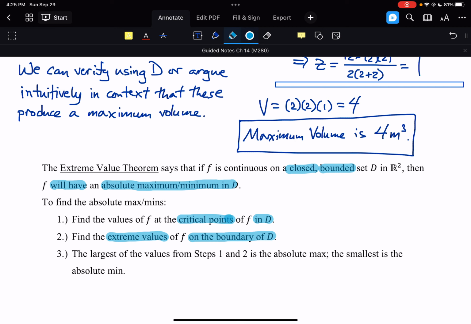So once we find the critical points, we find the extreme values on the boundary. The largest of the values is the absolute max. The smallest is the absolute min. So we don't need to run a second derivatives test on these. All we need to do is find their outputs, and then whichever one is the biggest, that's the absolute max. Whichever one is the smallest, that's the absolute min.